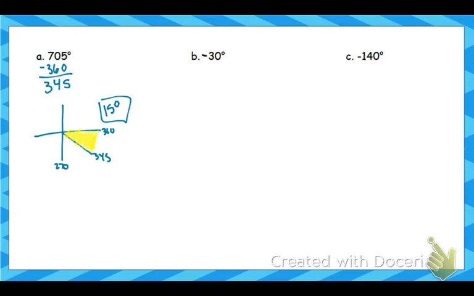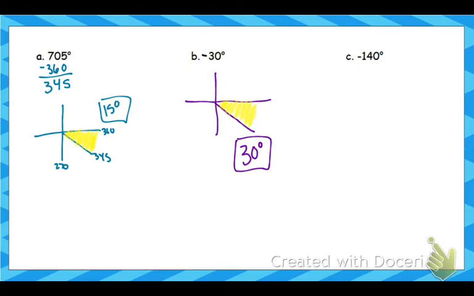So let's figure out where negative 30 falls. If I'm going backwards 30 degrees, I'm right here, and I'm looking for the distance between the x-axis and that angle. Again, our reference angles are always positive. So the distance there is 30 degrees.